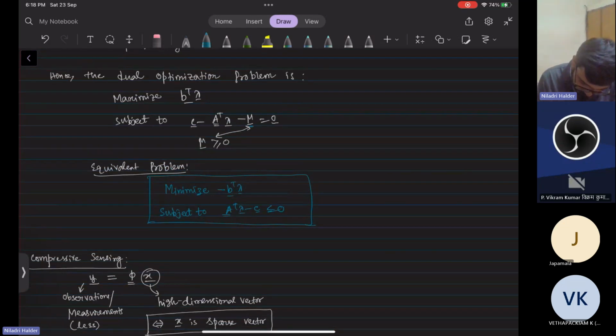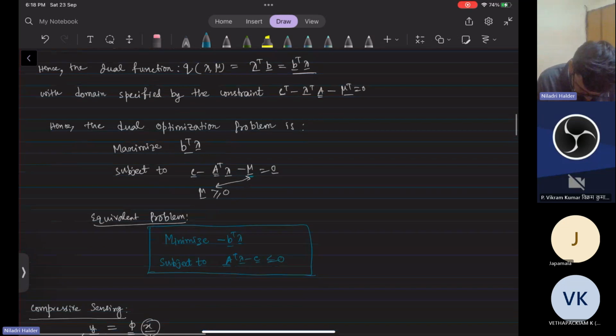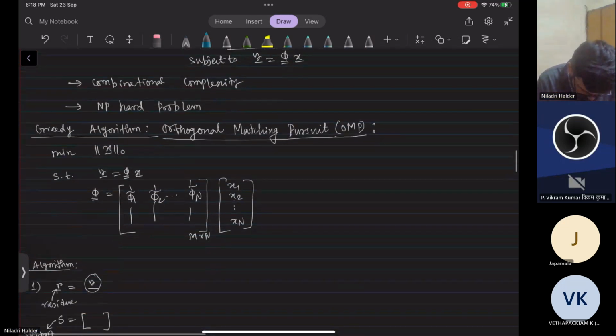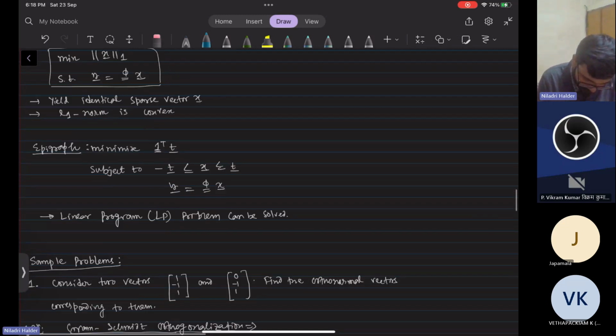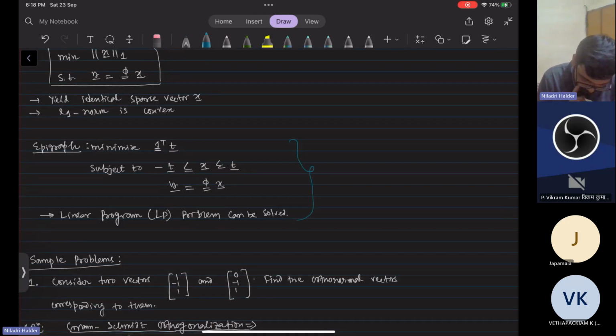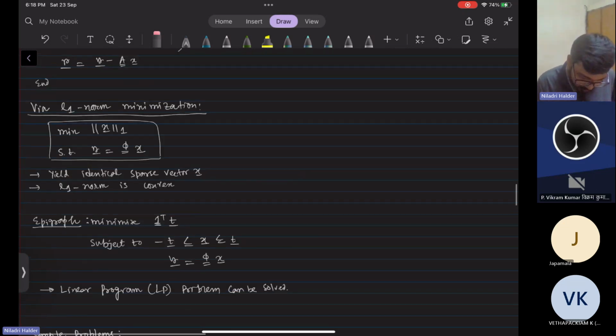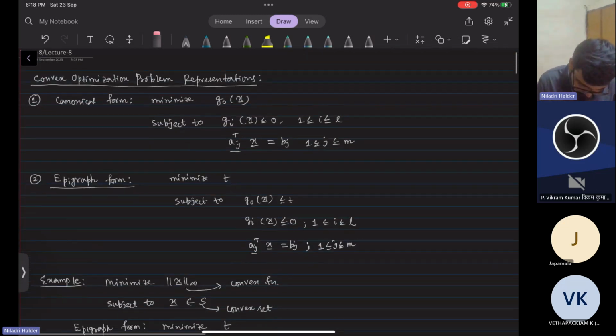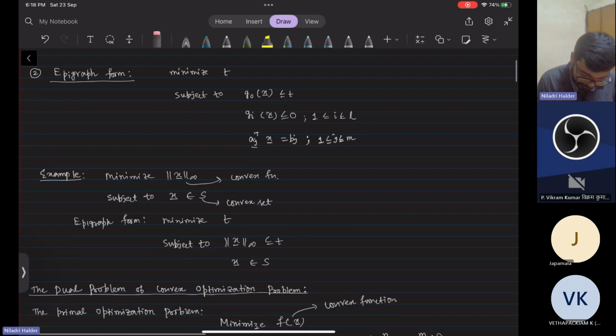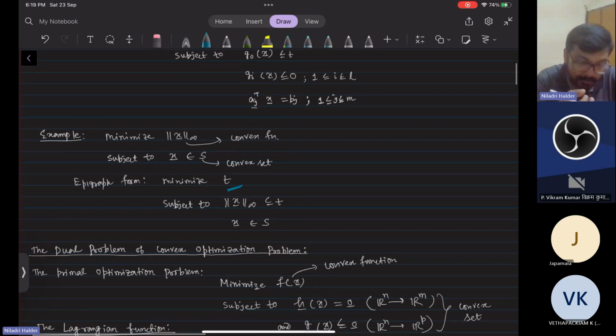The equivalent problem is this. One second, not this one. Here, he transformed the L1 norm to a linear program, minimizing the L1 norm as a linear program. Here also the infinity norm is converted through the epigraph form to minimizing t. This is similar to a linear program kind of problem, so we can convert it. The epigraph form will help us solve the problem easily.